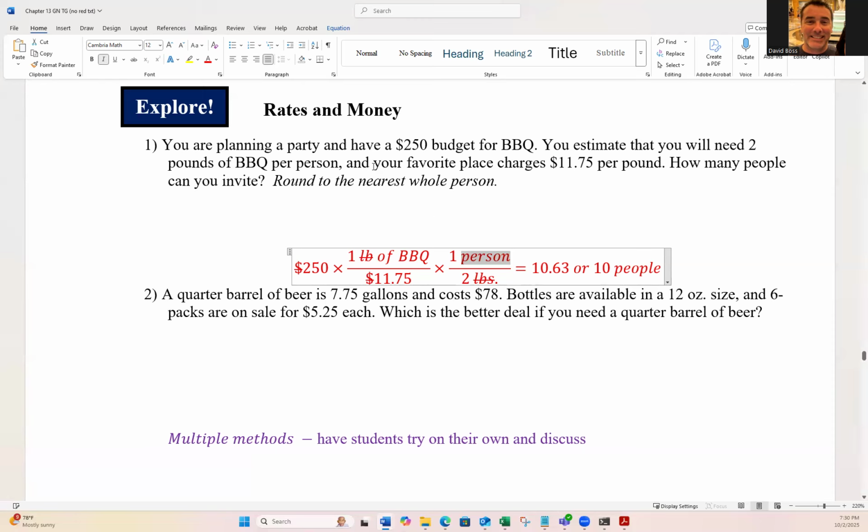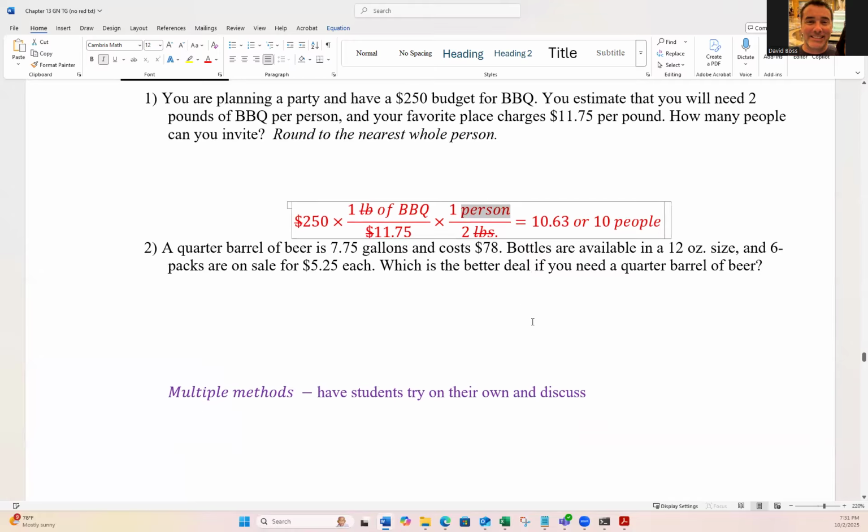So based on the way the question is written, how many people can you invite? It doesn't say you need to round it so that no person gets short of 2 pounds, but it's kind of implied. You will need 2 pounds of barbecue per person. That means you have to have enough so that every single person can have 2 pounds, which means if you round up to 11, you don't have enough, because that last person is going to be 0.37 times 2 pounds short. So in order to get everybody their 2 pounds, you have to round 10.63 down to 10.